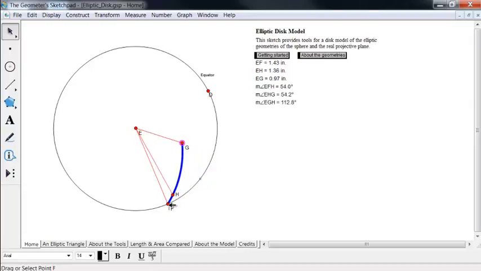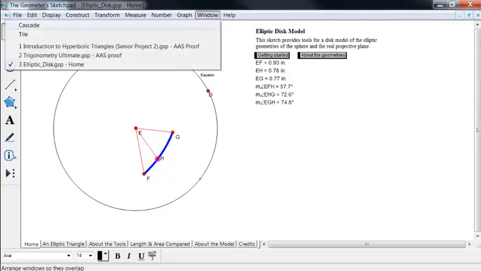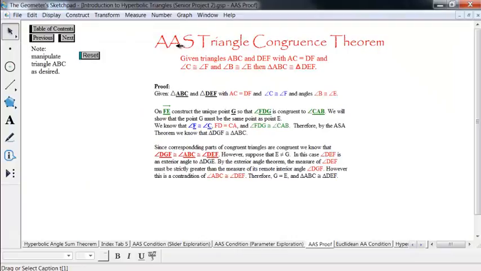Now it does turn out that it works if all the sides are small enough in length. So if all the lengths are less than pi over 2, then the angle side condition does work. So when we do our proof here, we're going to try to see where there should be some point in the proof where it breaks down for spherical geometry.